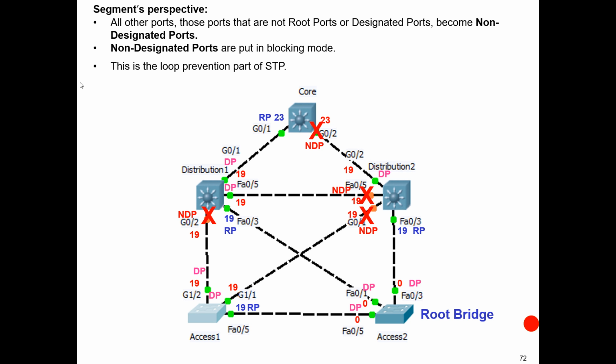One too many. So these will actually both be designated ports on the end. This will be a root port. So this will transition to a non-designated port. We determined this would be a designated port, so that will not be a designated port. So that will transition to a non-designated port.